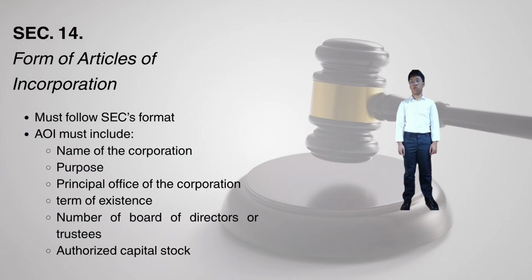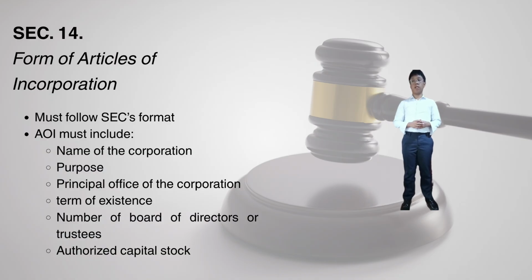purposes for which such corporation is incorporated are, if there is more than one purpose, indicate primary and secondary purposes. Third, that the principal office of the corporation is located in the city or municipality of blank, province of blank, Philippines. Fourth, that the corporation shall have perpetual existence or a term of blank years from the date of issuance of the certificate of incorporation. Fifth, that the names, nationalities and residence addresses of the incorporators of the corporation are as follows.